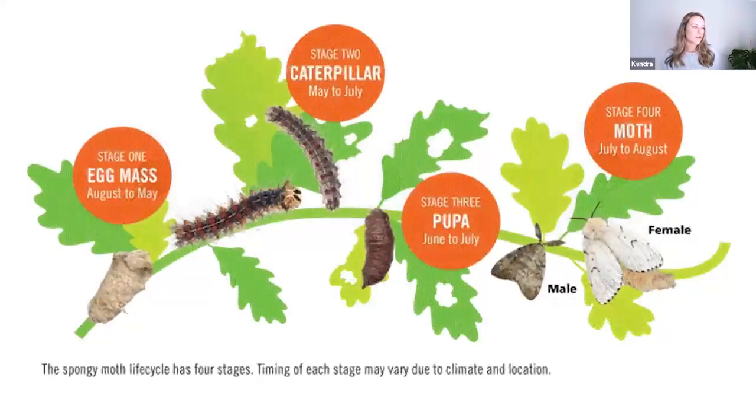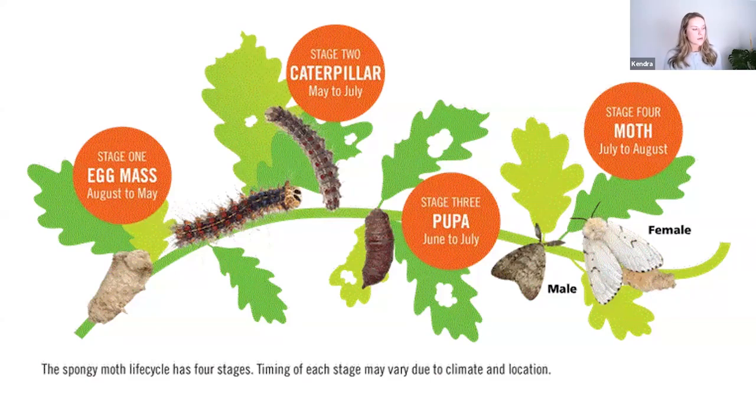Now, this is a wonderful figure that I found off of, I believe it was Lake Simcoe Conservation Authority. And the timing of this is going to change based on your location and climate, but generally it'll follow this if you're anywhere in these northern states. We see egg masses start to appear around August or May, and you'll see photos of the egg masses in just one second, but they're pretty telltale that they are spongy moth egg masses.